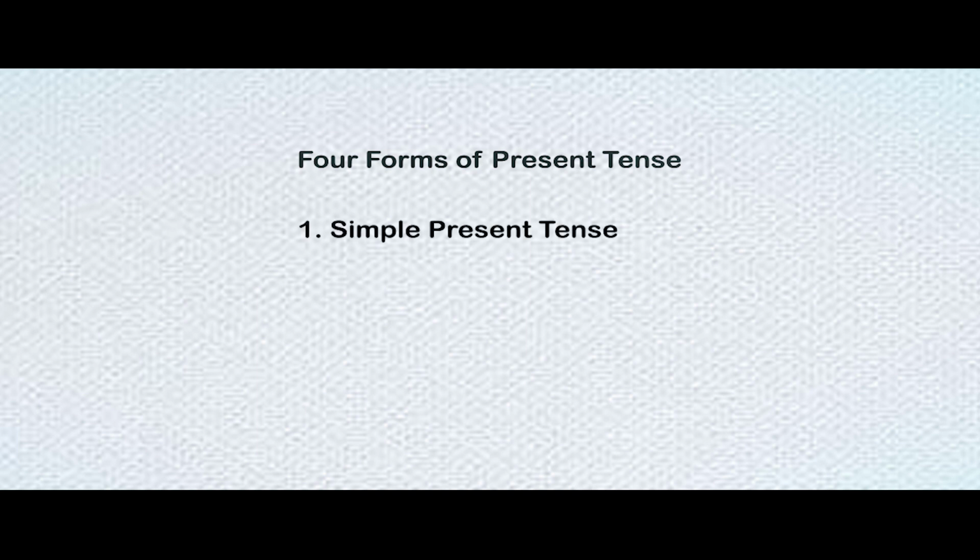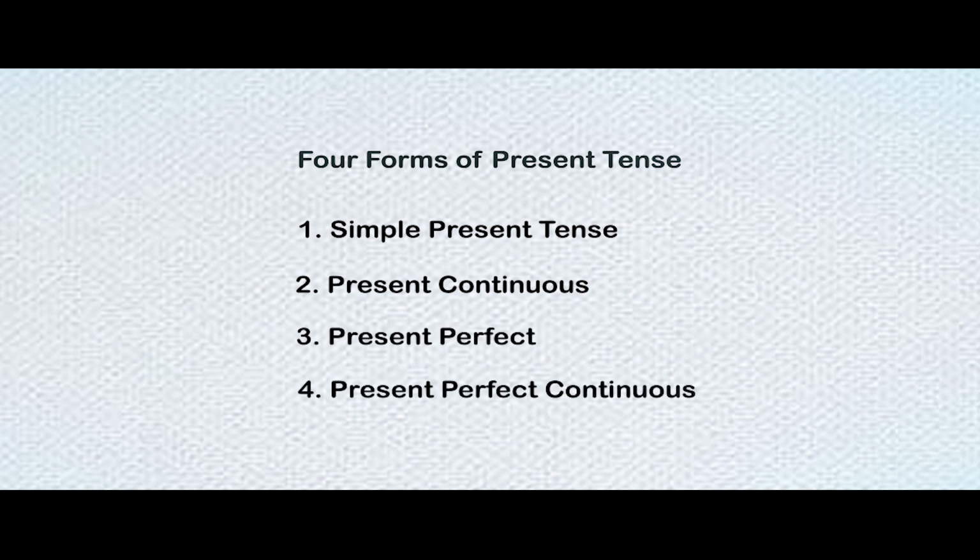Now, do you know what are the four different forms of present tense? The four different forms of present tense are simple present, present continuous, present perfect, and present perfect continuous tense. The first form of present tense is simple present tense. Simple present tense expresses an action that happens regularly or a universal truth.